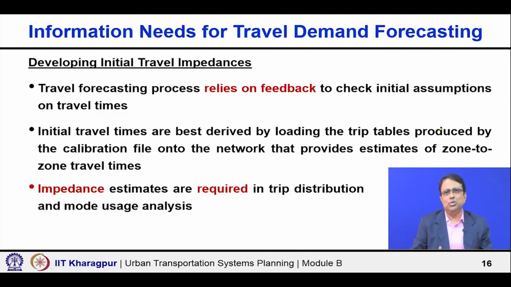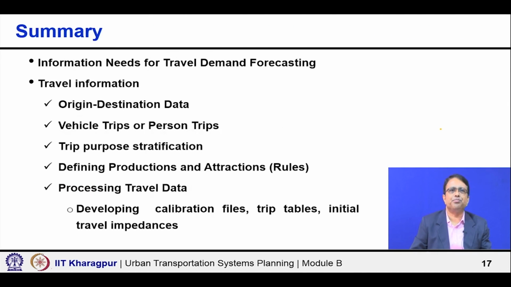So, you say you got the data. Take the average from that, and that may be a good starting point from zone to zone, because you have collected the data, and that gives you some representation. Impedance estimates are required in trip distribution and mode usage analysis. So, we need that.